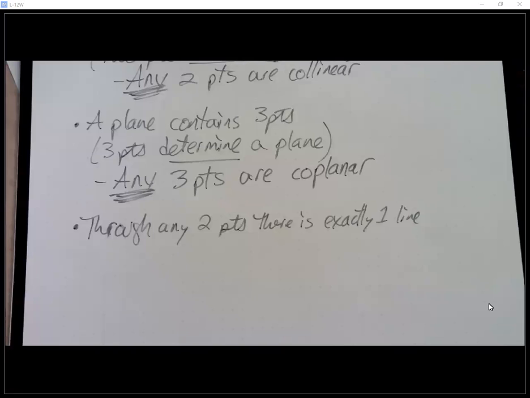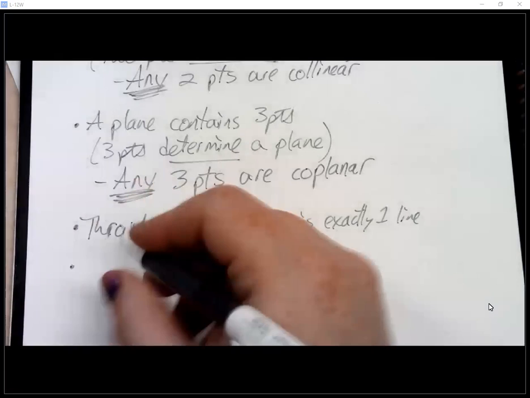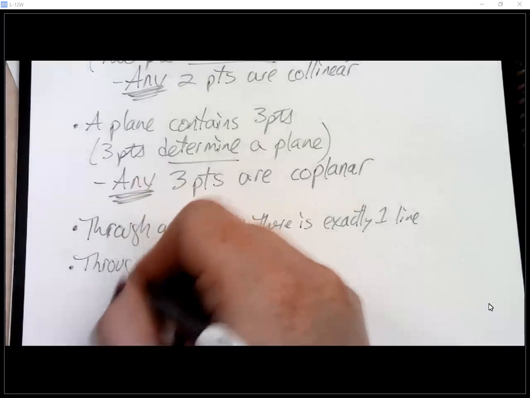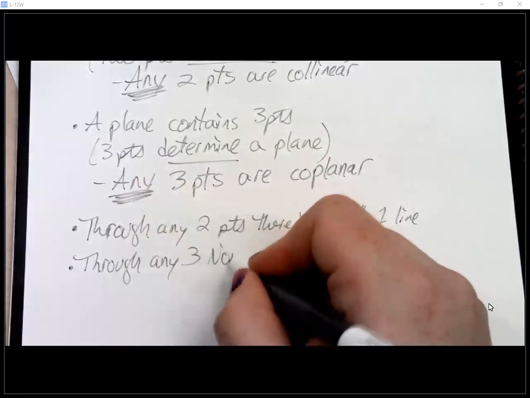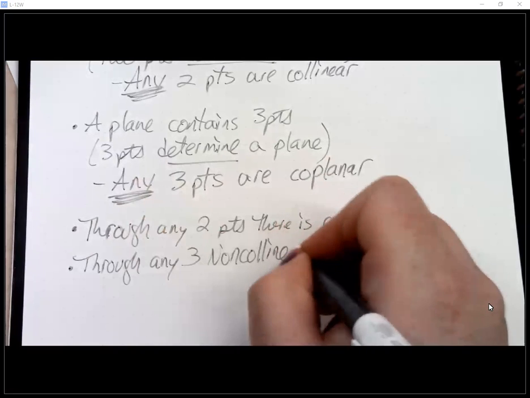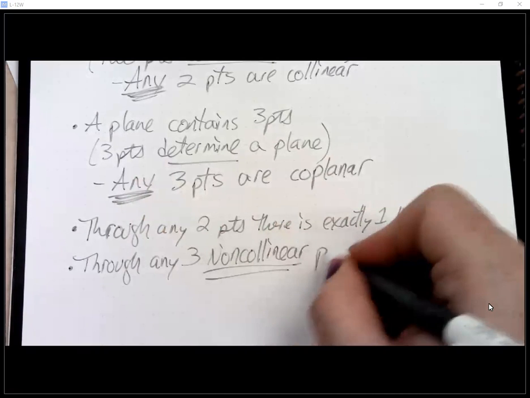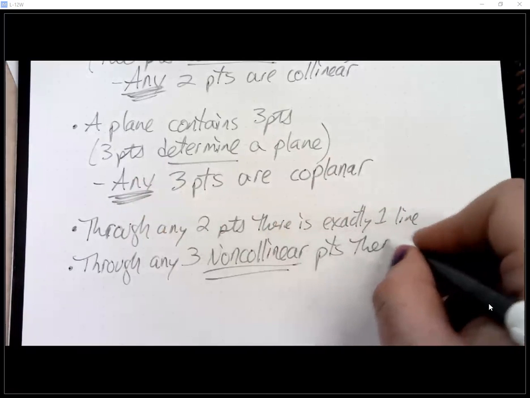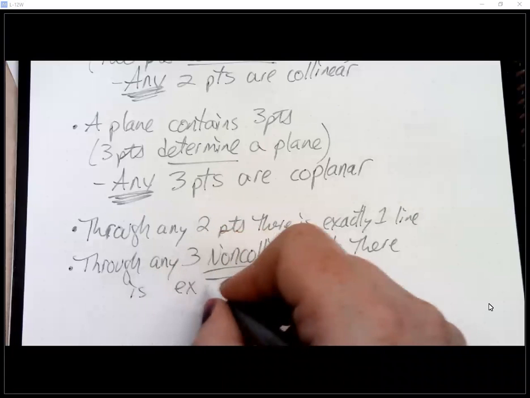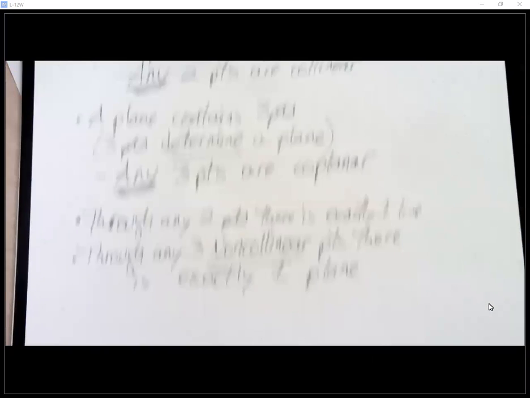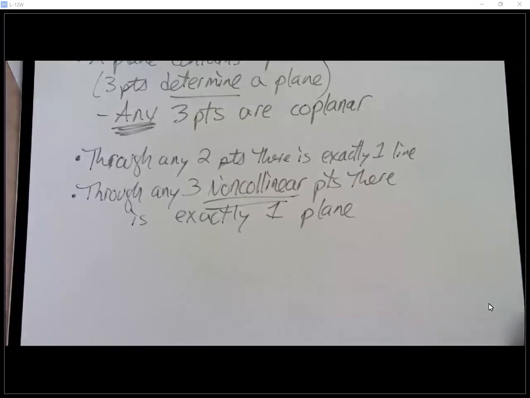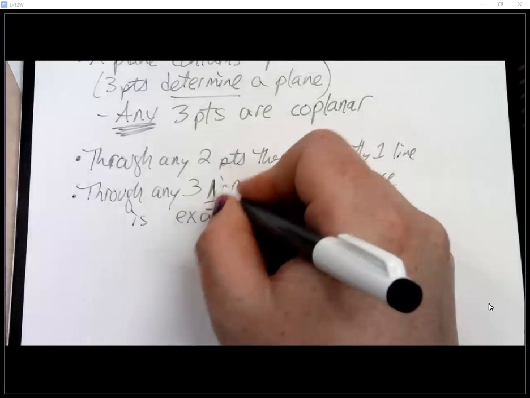All right. Similarly, through any 3, remember they have to be non-collinear though, through any 3 non-collinear points, there is exactly 1 plane. I think we talked about this a little bit the other day. So I know we discussed why they have to be non-collinear.